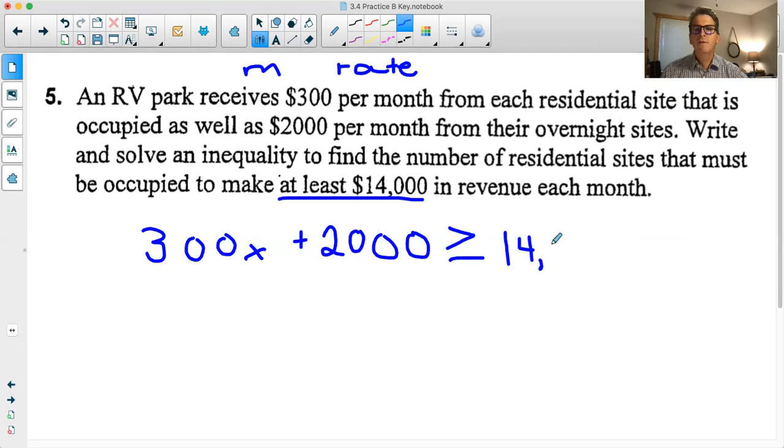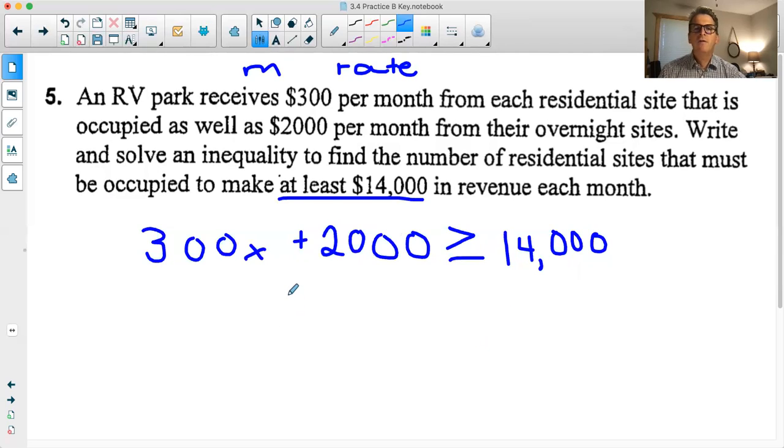And it has to be greater than or equal to $14,000 in revenue. Revenue is money coming in the door. It's not expenses. So again, $300 per month, and X is the number of units. So there's your 300X, as well as you're adding the 2,000, greater than or equal to 14,000. It's an inequality because we're trying to relate it to at least 14,000.